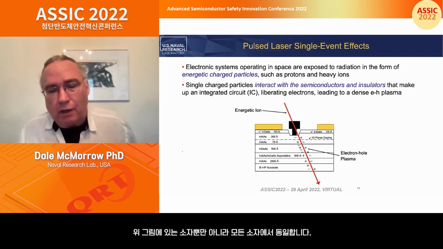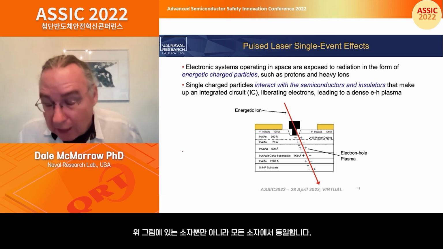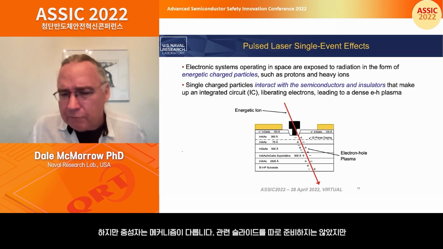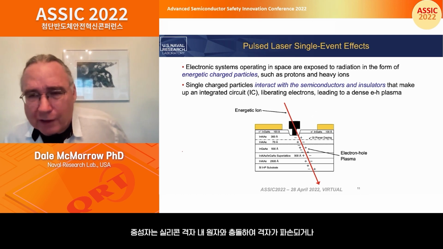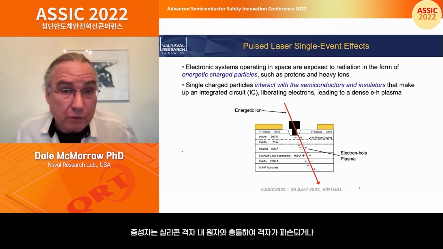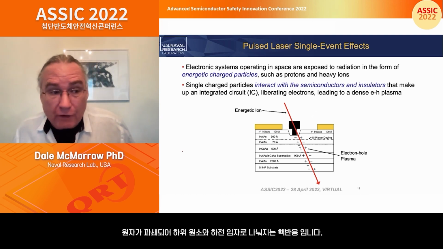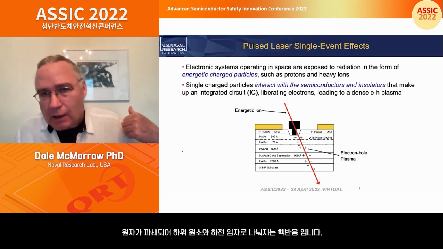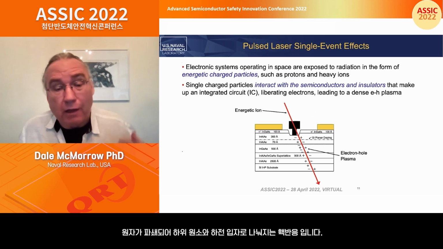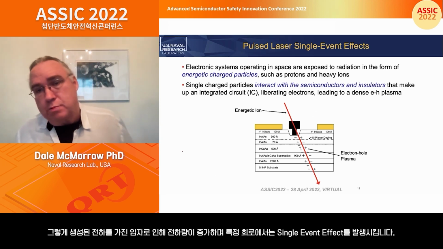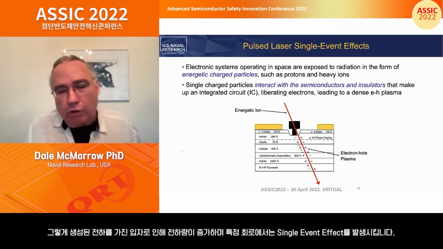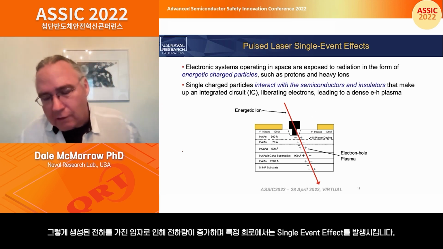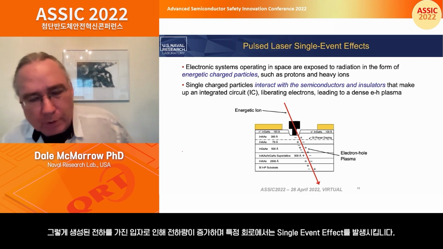The same type of thing occurs. Now, for neutrons, the mechanism is different. And I don't have a slide for neutrons, but what neutrons do is they collide with atoms in the semiconductor lattice, leading to nuclear reactions. And you have displacements and you have spallation products, and it's those charged products that give rise to the charge that in effect leads to a single event in a particular circuit.